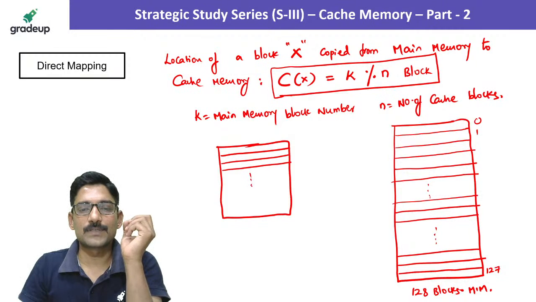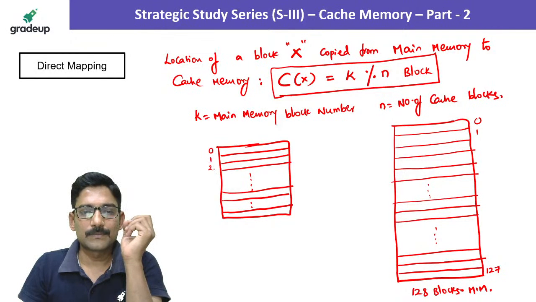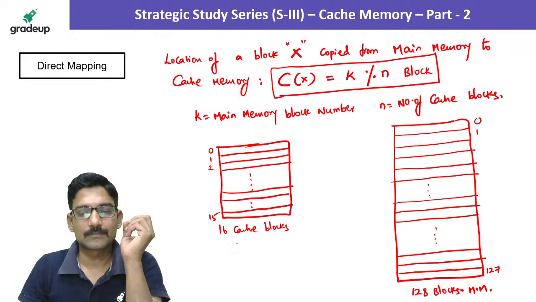Let us suppose there are 16 cache blocks numbered from 0 to 15. Okay.